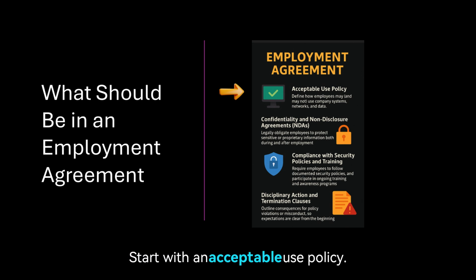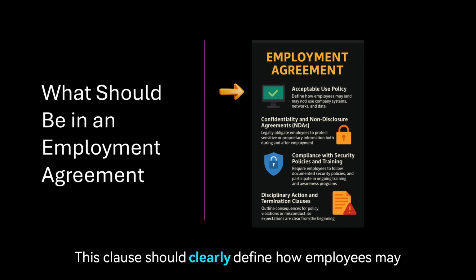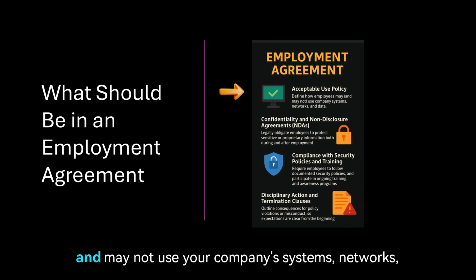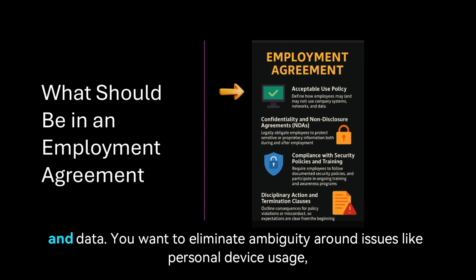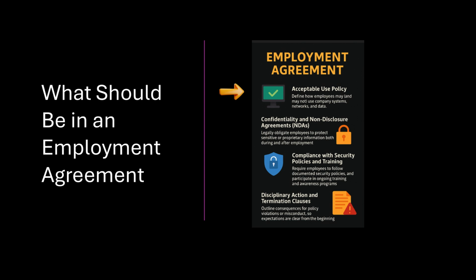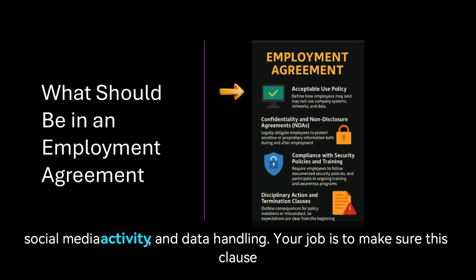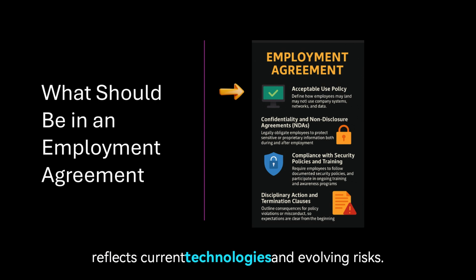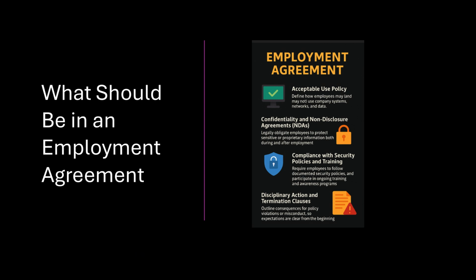Start with an acceptable use policy. This clause should clearly define how employees may and may not use your company's systems, networks, and data. You want to eliminate ambiguity around issues like personal device usage, social media activity, and data handling. Your job is to make sure this clause reflects current technologies and evolving risks.